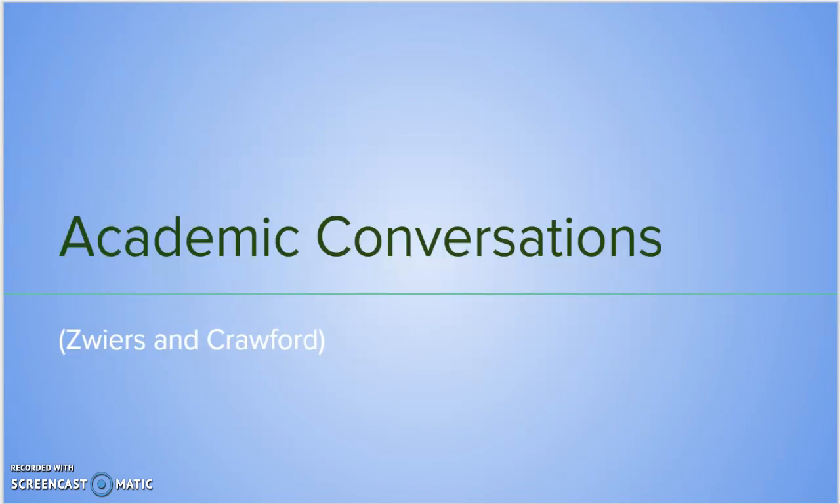Hello. So today we're going to examine 3 different books to talk about how academic language and differentiated instruction affect instruction in a social science classroom. And first we're going to talk about Academic Conversations, which is the book by Zwiers and Crawford.